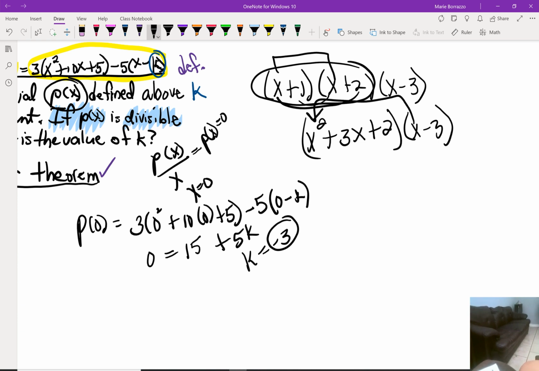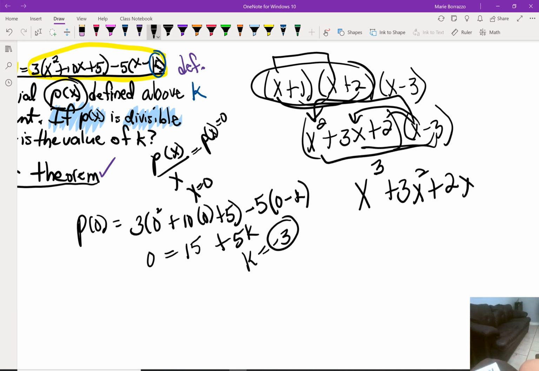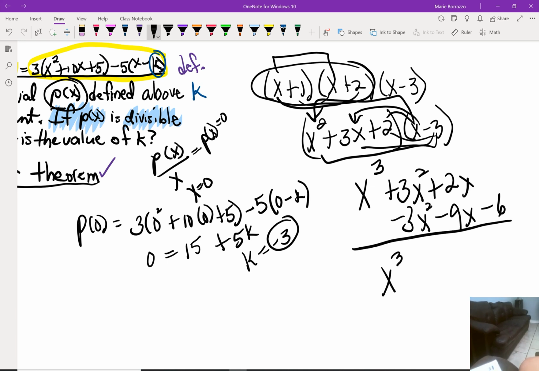So if I distribute that x to all 3 terms, I get x cubed plus 3x squared plus 2x. And I'll do the same thing with the negative 3. Distribute it to all 3 terms, so I end up with negative 3x squared minus 9x minus 6. Okay, I group that together. I get x cubed, the x squared terms cancel, minus 7x minus 6. And that's my polynomial function, p of x, which is x cubed minus 7x minus 6.